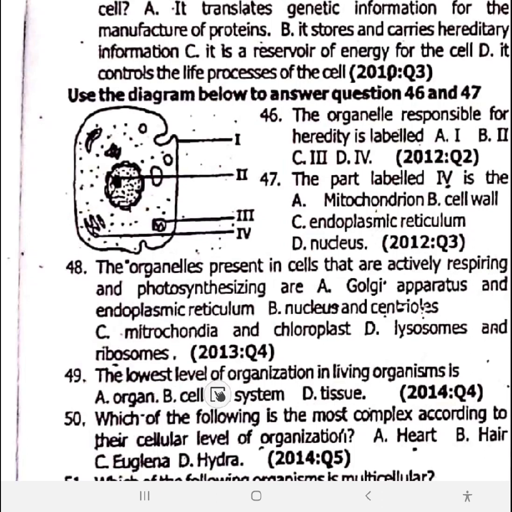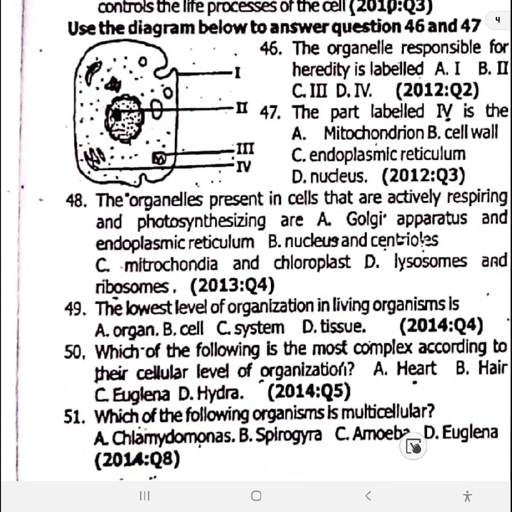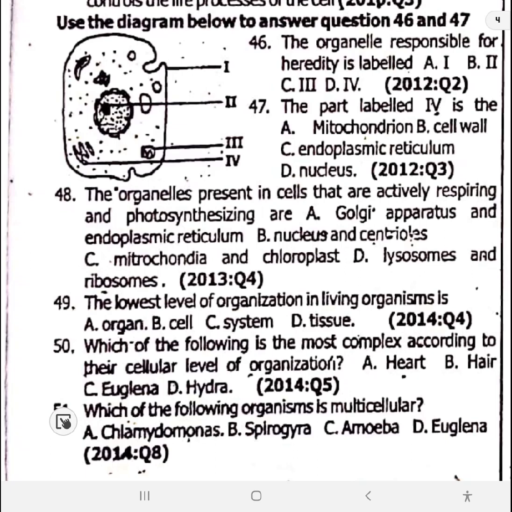49. The lowest level of organization is the cell. Option B. 50. Which of the following is the most complex according to their cellular level of organization? The heart is the most complex. So don't forget, the heart is the most complex. 51. Which of the following organism is multicellular? Multicellular organism here is the Spirogyra. It is multicellular. The Spirogyra is made up of a chain of cells making up a filamentous algae. So the Spirogyra is multicellular.